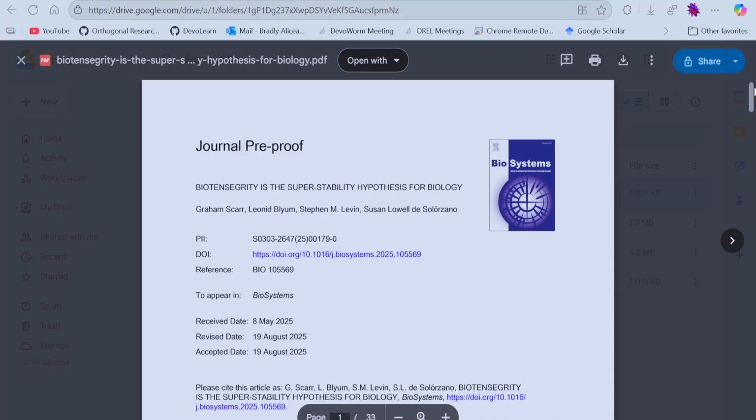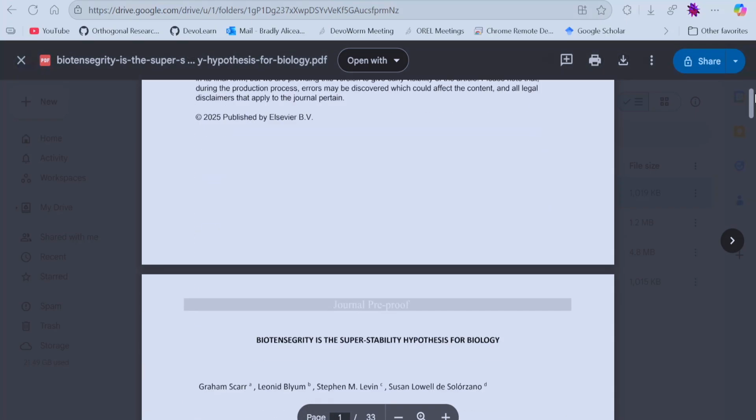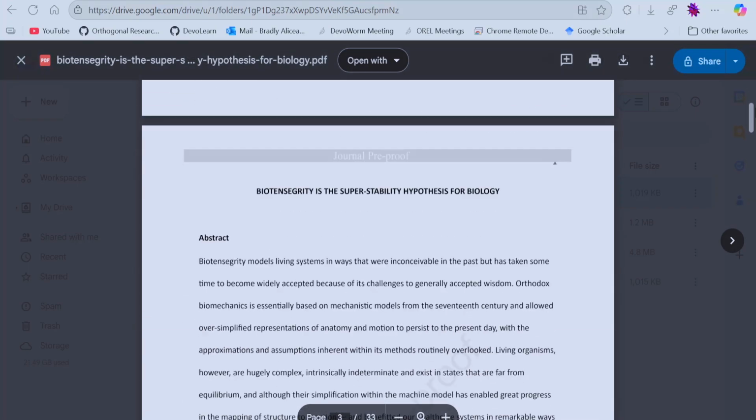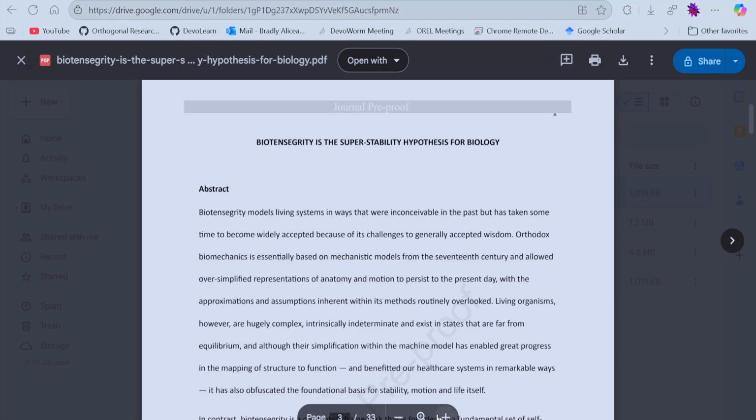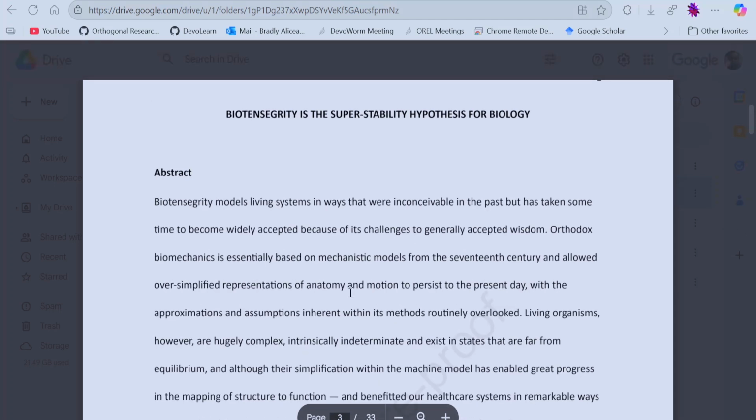So this is a theoretical paper. This is in Biosystems, of course, being that. So let's go through the abstract. Biotensegrity models living systems in ways that were inconceivable in the past, but has taken some time to become widely accepted because it challenges generally accepted wisdom.